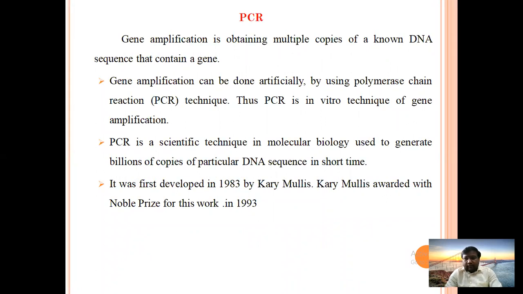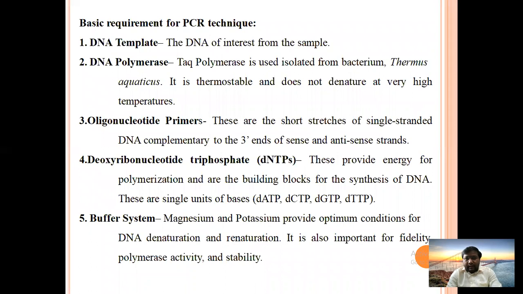The application of PCR is to generate billions of copies of a particular gene or DNA. So, the basic requirements for PCR techniques: first, the DNA template, the DNA of interest from the samples. A desired gene or desired DNA which is to be amplified is used for this PCR.